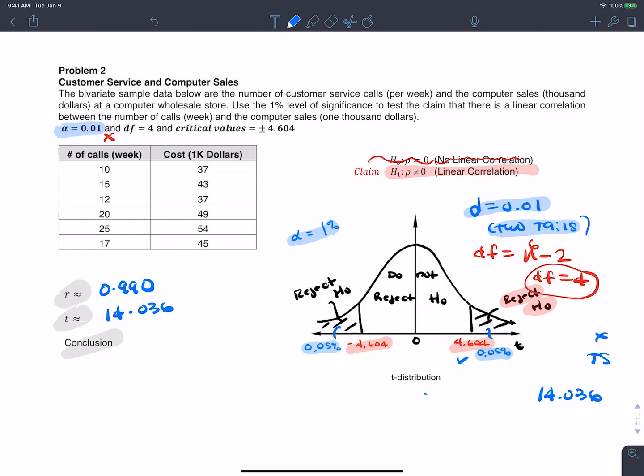So yes, our conclusion is definitely that there is a what? A linear correlation. And we know from the chart that it looks like there was a linear correlation. Okay, so you guys okay with that?